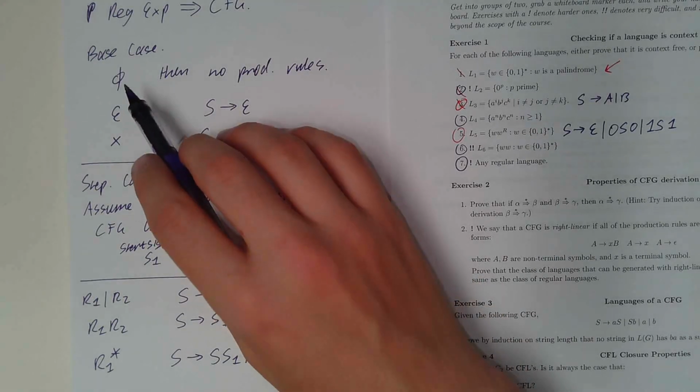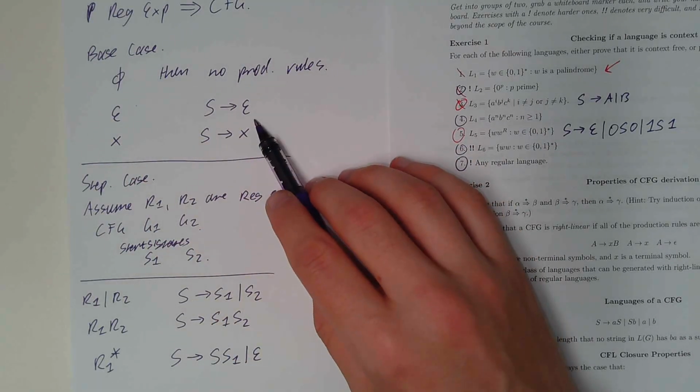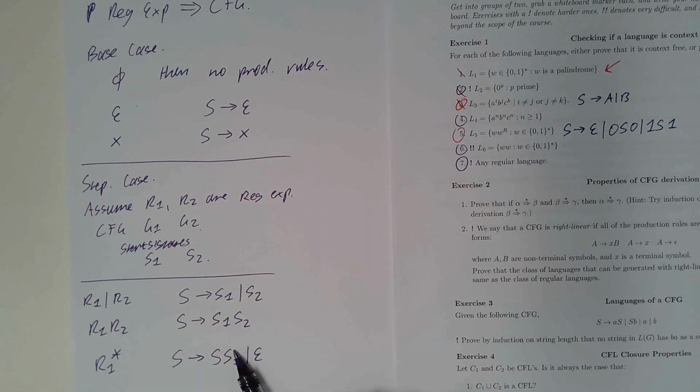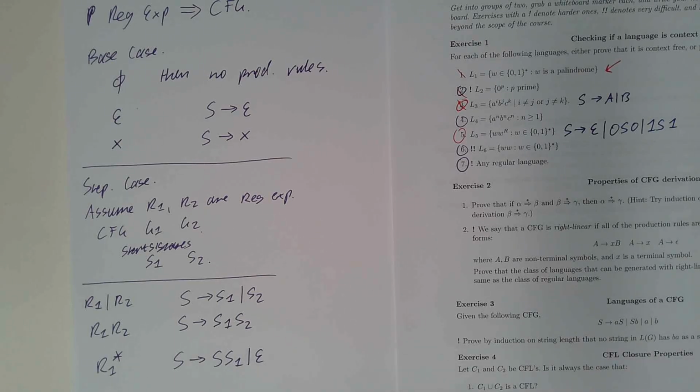And since I can make all the base cases into context-free grammars, and I can make all the step cases into context-free grammars, I can take any regular expression and convert it to a context-free grammar by sort of doing these rules over and over again.